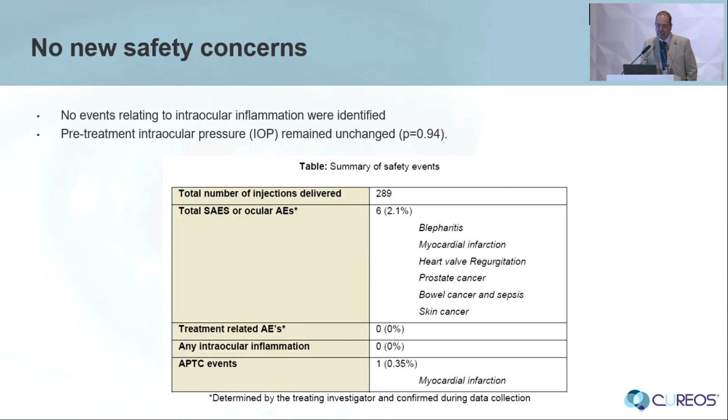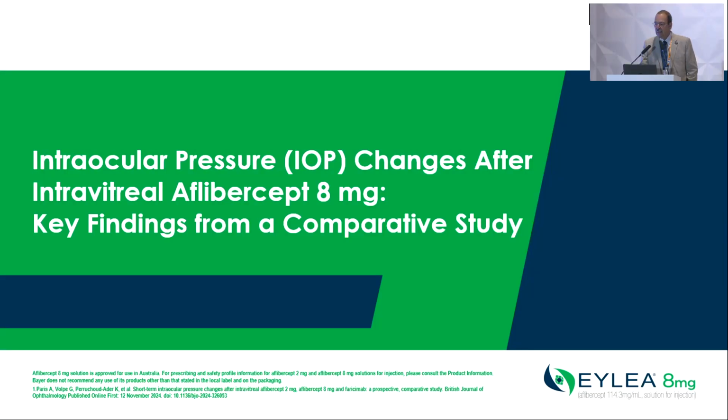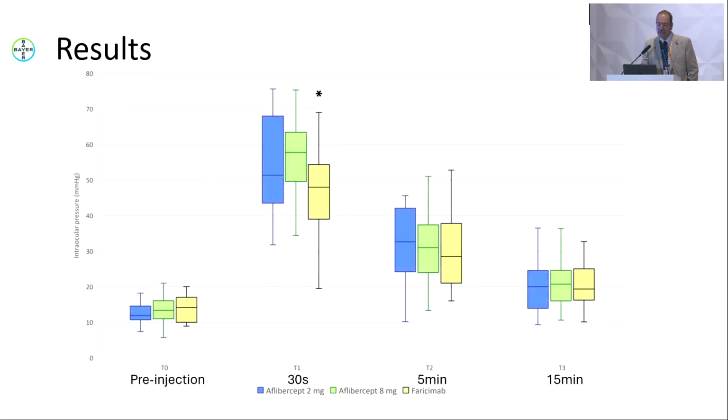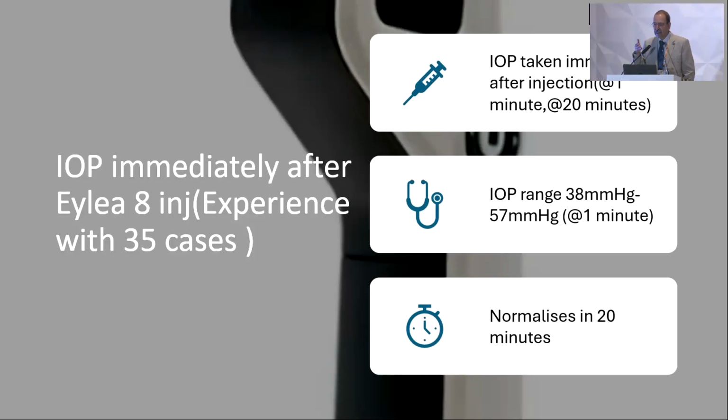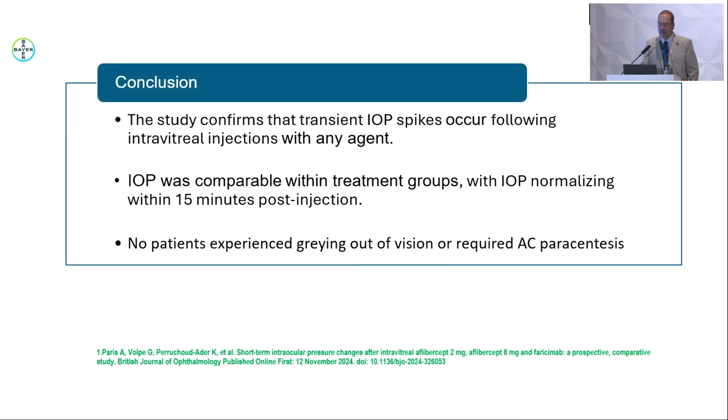So, these are initial days, but we don't have any safety concerns. The one concern that did come up was you're injecting a larger amount of drug, 0.07 rather than 0.05. Does it make any difference to the intraocular pressure? 30 seconds after the intraocular injection, the pressure in the 8 milligram, which is the larger volume group, goes up, but then by 15 minutes, it's down. So this is a Swiss study, and our own study was very simple. We took pressures at 1 minute, and they were between 38 and 57 millimeters of mercury, but by 20 minutes, it was all back. So no real concerns about intraocular pressure.